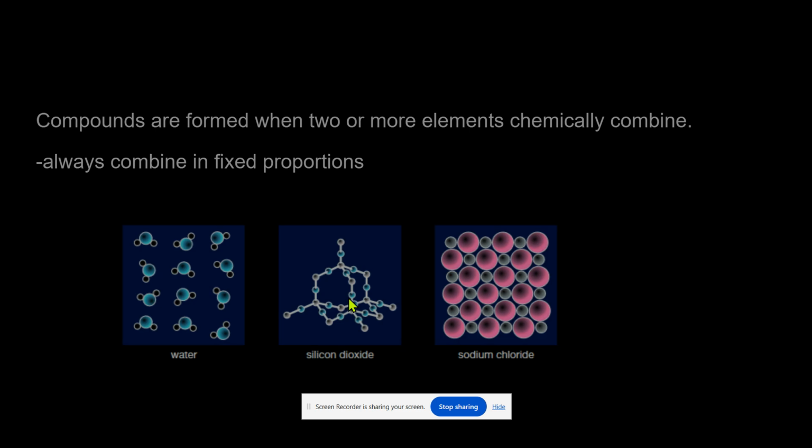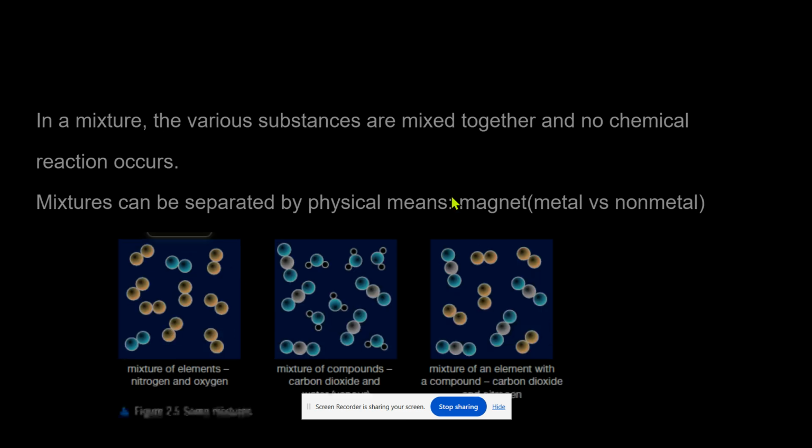Compounds are formed when 2 or more elements chemically combine. There are usually 2 or more different atoms. Water is formed by hydrogen and oxygen put together. Silicon dioxide, silicon plus oxygen. Sodium chloride, sodium plus chlorine. They always combine in fixed proportions and they're always bonded together. While in a mixture, various substances are mixed together and no chemical reaction occurs. Mixtures can only be separated by physical means.